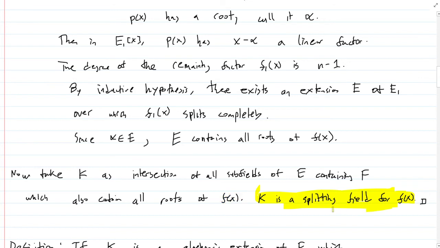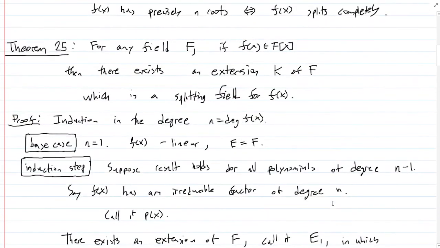So basically, how do you prove that if you have a field and a polynomial over that field, there exists a splitting field of that polynomial? Well, you do it by induction, right? Cool.